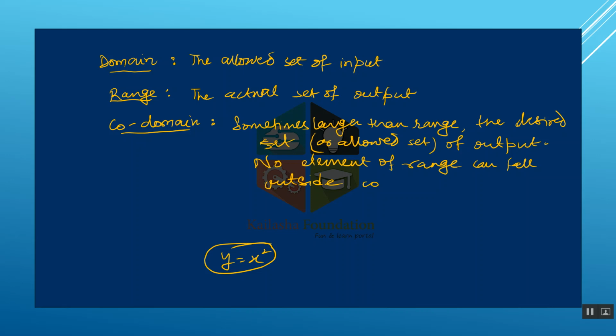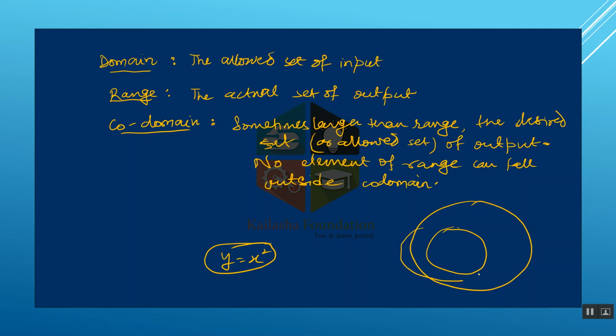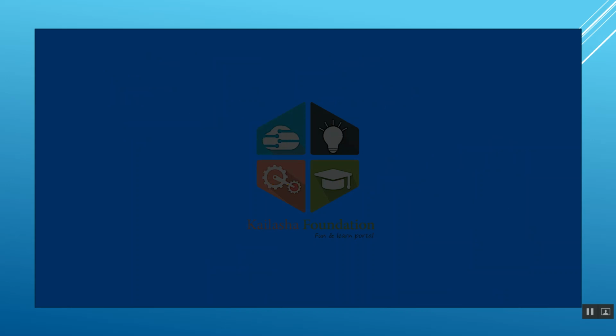Sometimes larger than the range, the desired or allowed set of output is the codomain. No element of the range can fall outside the codomain. That means the codomain contains the entire range. For example, if this is the codomain, the range will be this. The range will never be outside this. The range will always be inside this or equal to this. So: domain, codomain, and range. Now we'll see a few examples to understand this chapter better.